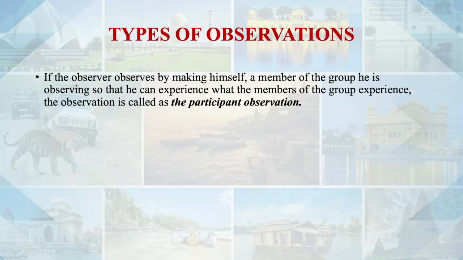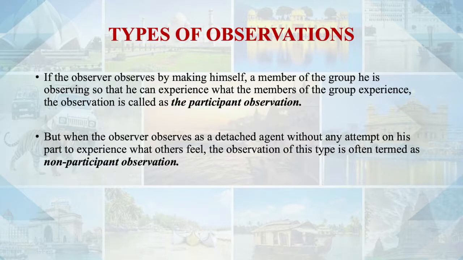If the observer observes by making himself a member of the group, so that he can experience what the members of the group experience, the observation is called participant observation. But when the observer observes as a detached agent without any attempt on his part to experience what others feel, the observation of this type is often termed as non-participant observation.